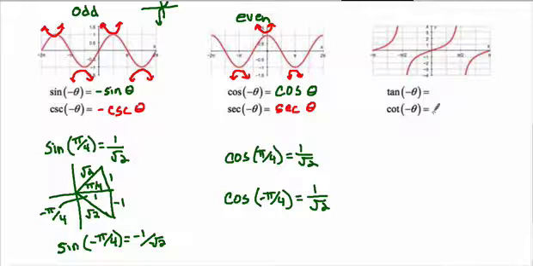Okay, last one here. I'm not going to show you with it on the unit circle. We're just going to look simply at the graph and determine even or odd. Well, this one is odd, which means the negative comes out front here. And here the negative comes out front here.